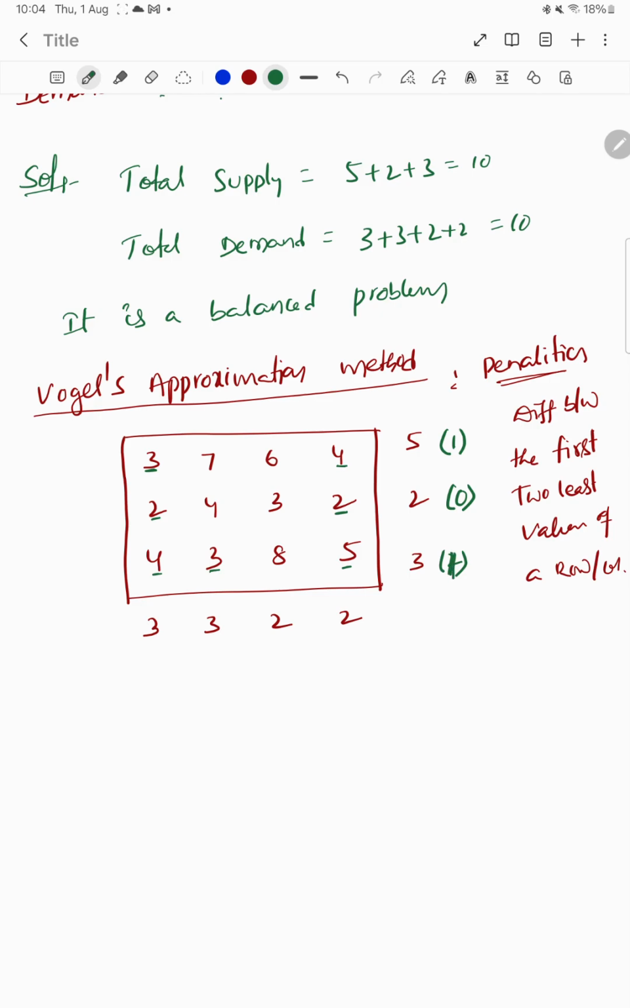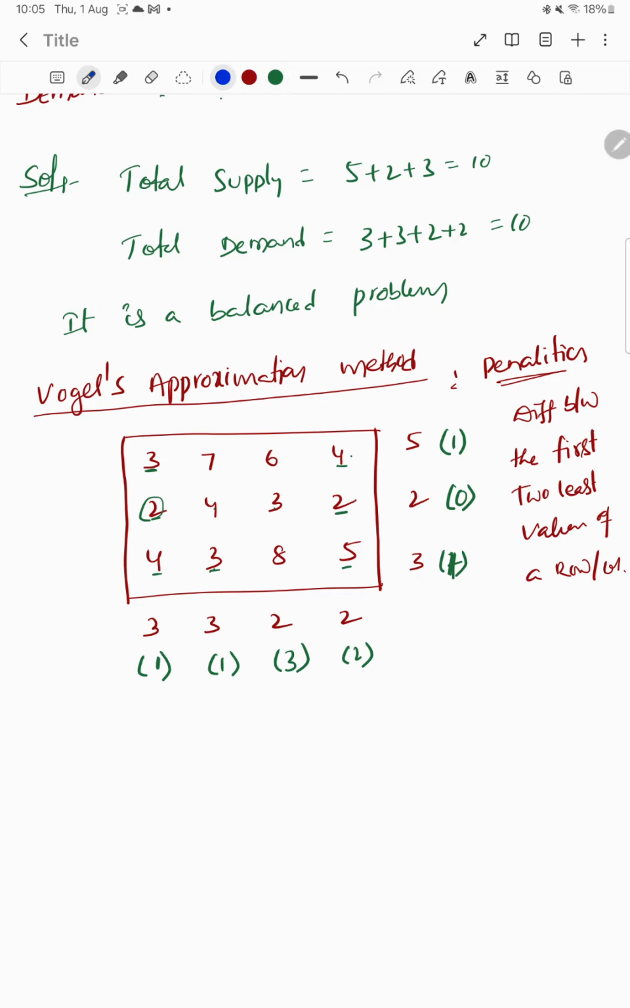Got it? Similarly for the columns, column means vertical lines. For the first column, least is 2, next least is 3, so the difference is 1. Next is 3, 4, difference is 1. 3, 6, difference is 3. Next column, 2, next least is 4, difference is 2. So like this we have to find penalties for each row and each column, and write them in the brackets.